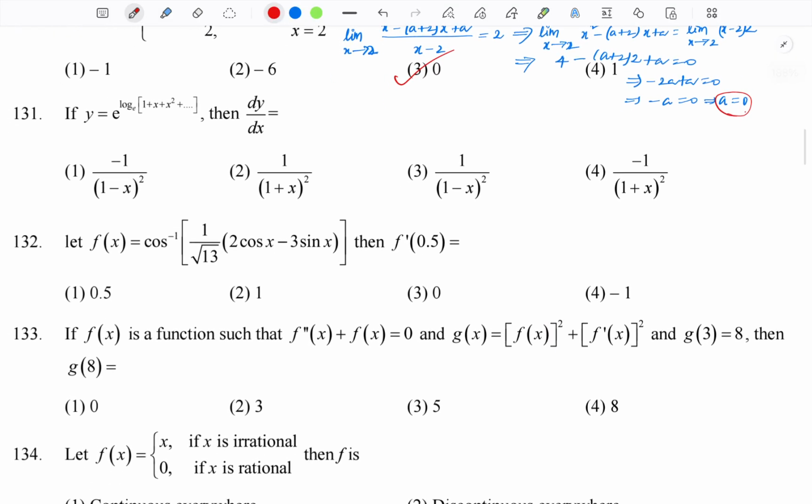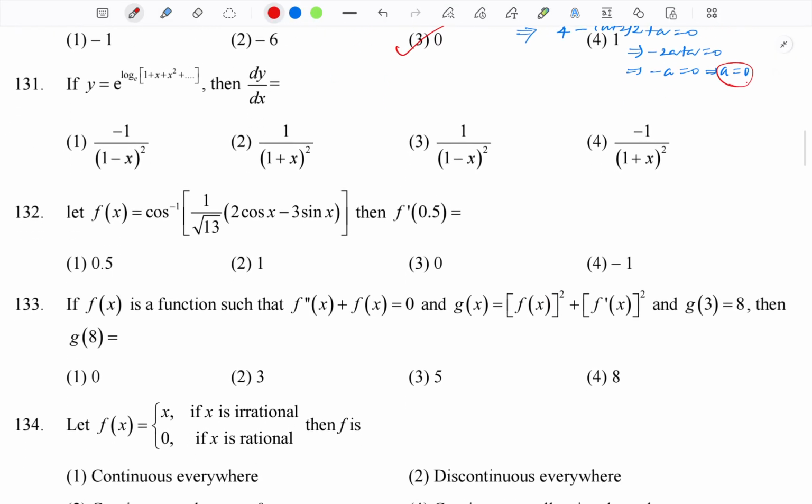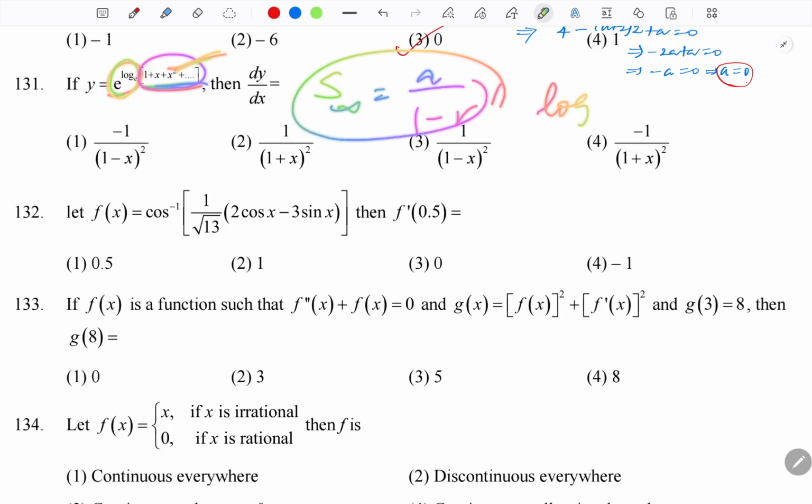Now it is the 11th question according to ours. First, e power log b is b, right? It's one of the logarithmic properties. It's 1 plus, it's an infinite GP series, right? What is the GP series formula? S infinity equal to a by 1 minus r. It is one thing. And what about the logarithmic? If the logarithmic base and exponents are the same, the answer goes to 1. So e power log e goes to 1, right?